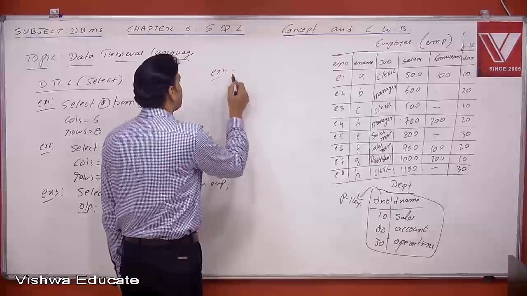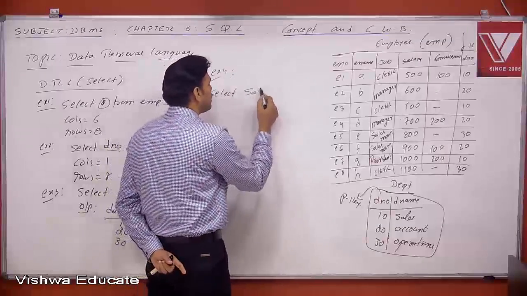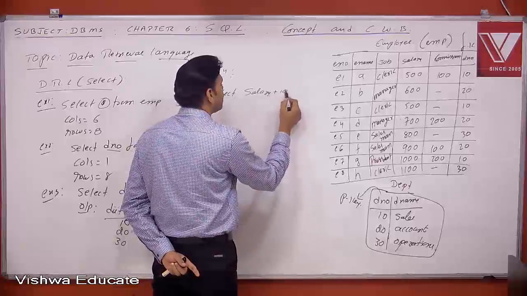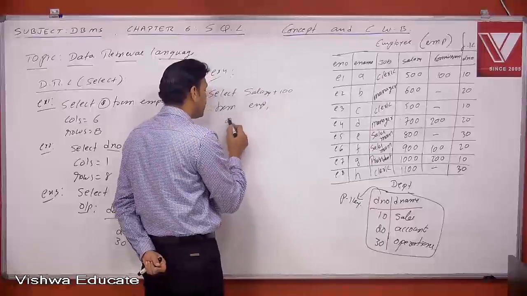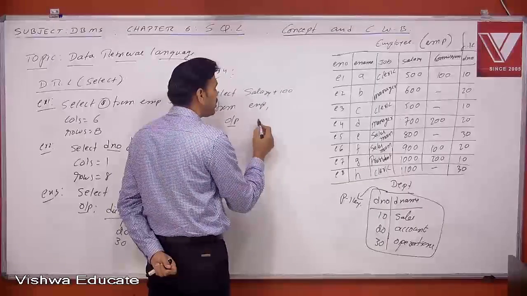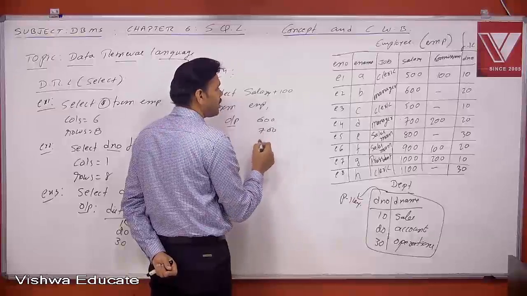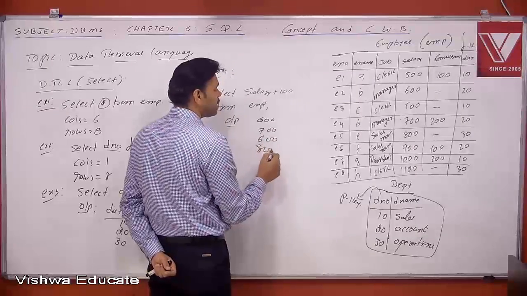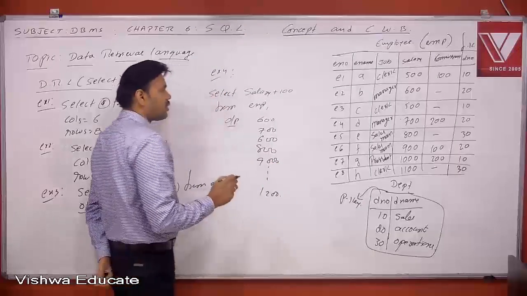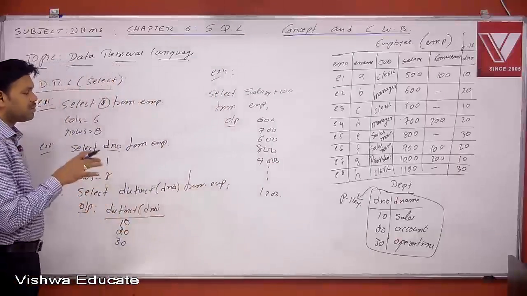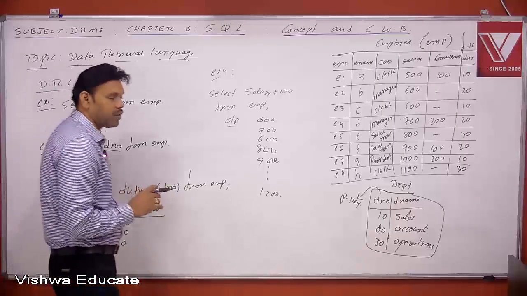And another example: select salary plus 100 from your EMP table. What is the output? The first row is 600 because plus 100 is added, then 700, then 600, then 800, then 900, and so on. At last it is 1200. Okay friends, these are the very basic queries where you can use the select statement. Up to this you copy.